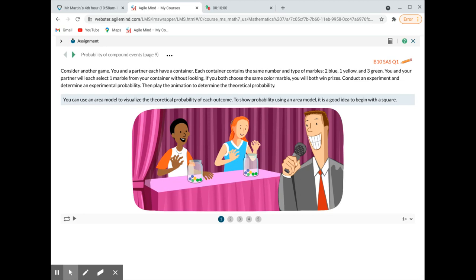If you look at their jars, they both have how many marbles in each jar? 6. All right, and how many of each color? 3 green, 2 blue, and 1 yellow. Perfect. So, Vincent, what do you think, which color would be most likely to be picked by both of those kids? Green. Why? Because it has the most marbles. Okay, in each one. All right, and which one, Laura, do you think would be least likely to be picked? Yellow.